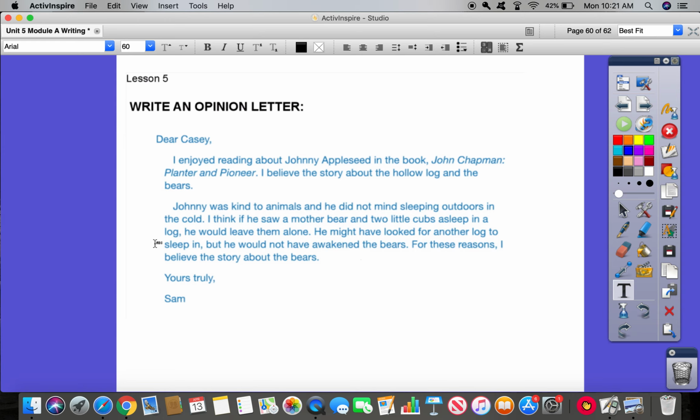This is the body of the letter where you'll put your opinion and reasons. Okay? This is the closing. So you could put yours truly, your friend, sincerely, and it's also followed by a comma, and then the name or the signature goes on the line underneath.